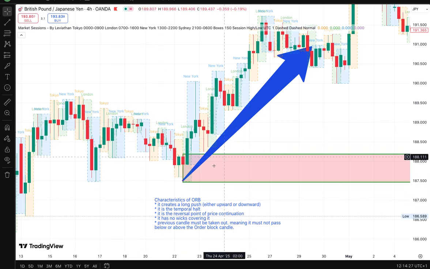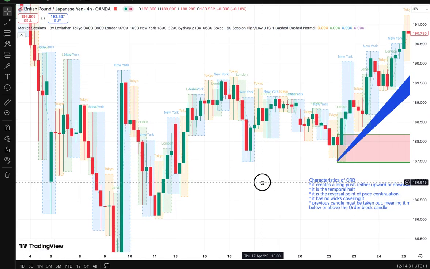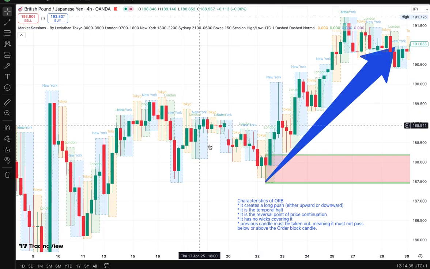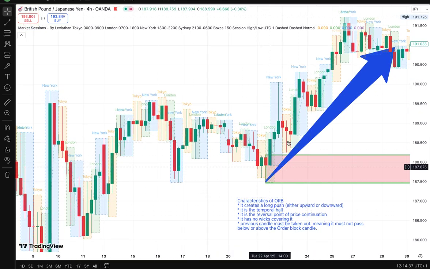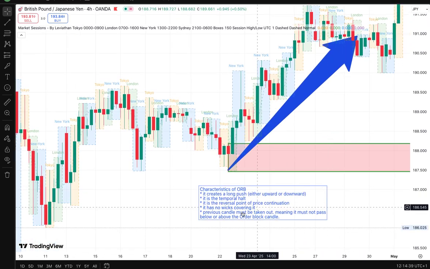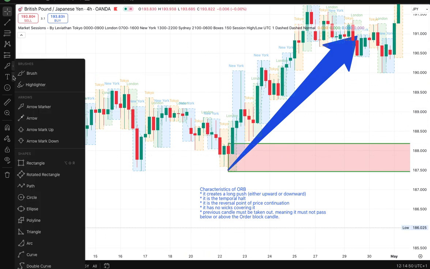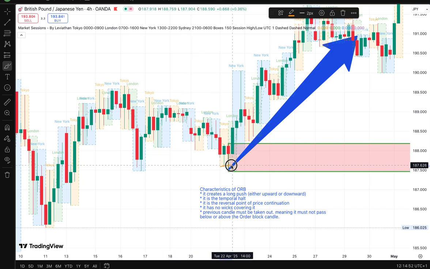Remember, we have swing points. So this is a reversal point of price. You can see the reversal. Instead of continuing to go down, it reversed from this point. Another characteristic is that it has no wicks covering it. This one almost covered it, but it didn't. So this is a takeout I'm talking about. It is a takeout at this junction. It must not cross this candle.